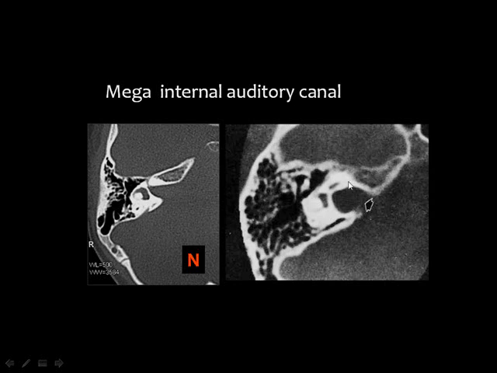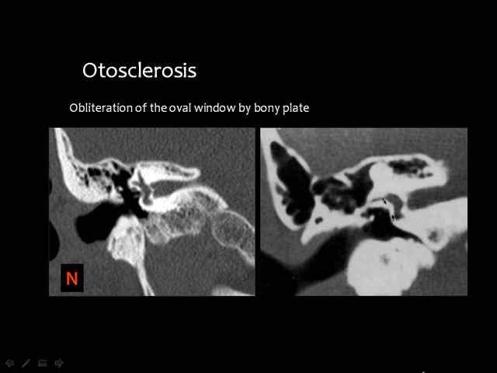Sometimes you get abnormal enlargement of the internal canal, which is considered a normal variant, unless you can see inside this canal a tumor mass or any abnormality. But this is a normal variant of mega internal auditory canal, and this is the normal internal auditory canal. This is the facial nerve, vestibule, lateral semicircular canal, and the middle ear cavity.